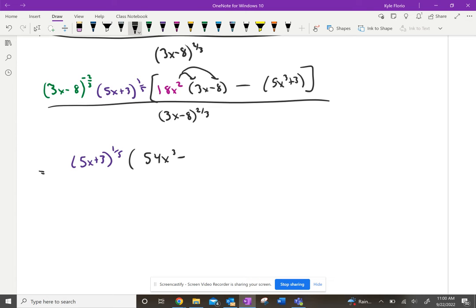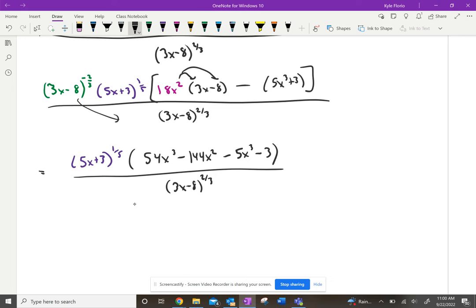And then 18x squared times 8 is going to give me 144x squared. And then this negative, don't forget to distribute it in there because a lot of people do. So it's going to be minus 5x cubed and then here it is, minus 3. Don't make that mistake. On the bottom, that 3x minus 8 to the 2/3 is there. But this negative exponent I can bring down to the bottom, which is what I'm going to do here.